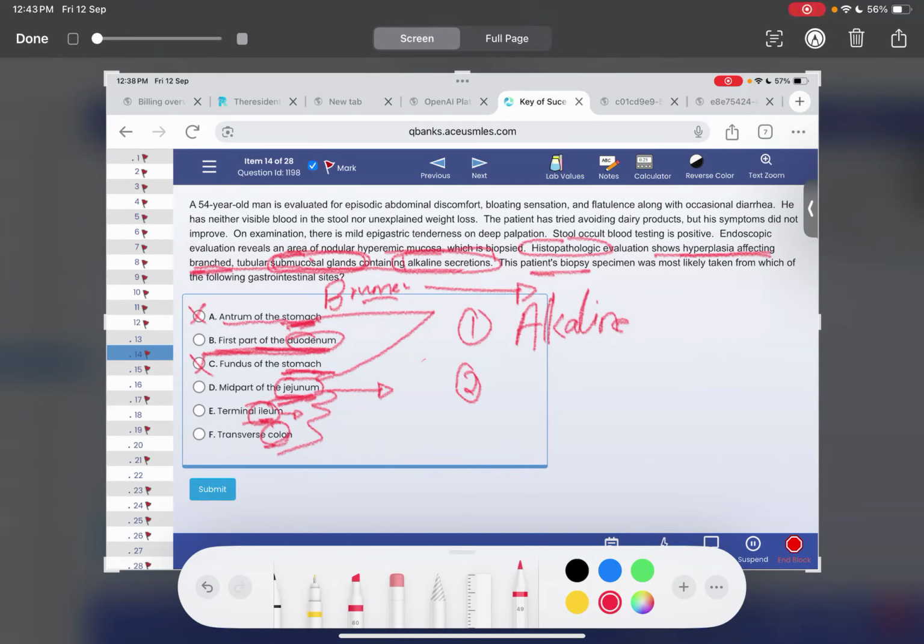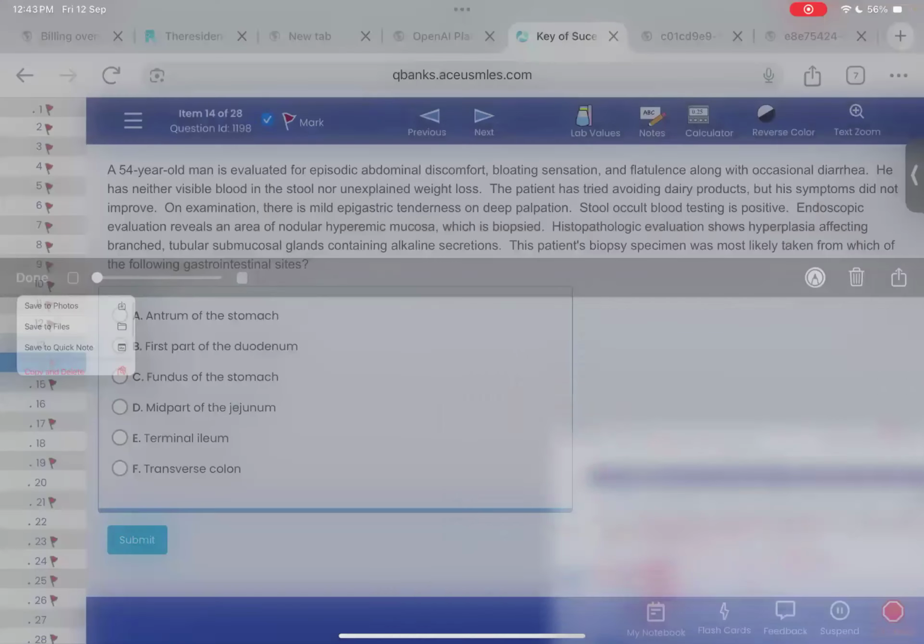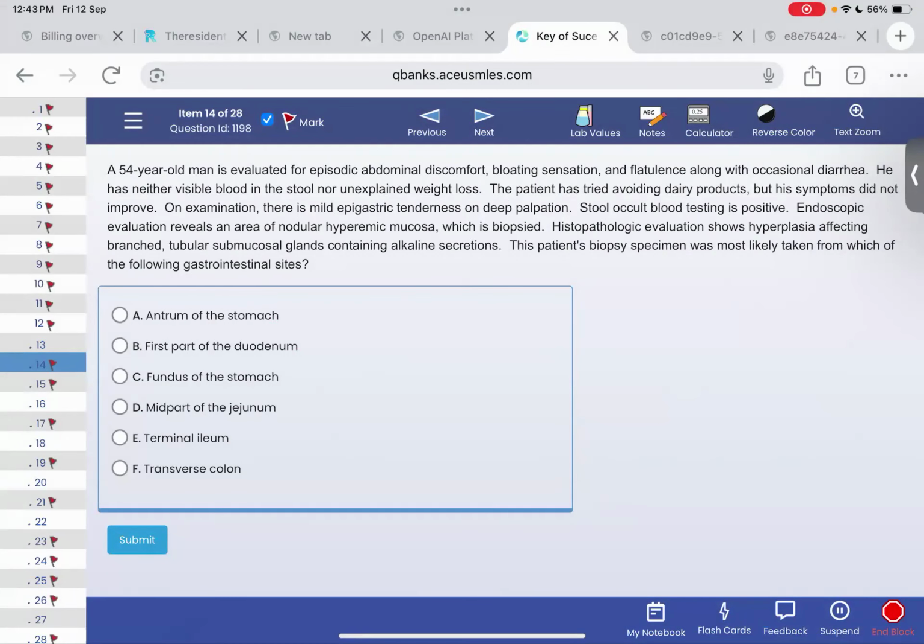So in this question, the antrum and stomach are acidic, and the jejunum and ileum do not contain any submucosal gland. So on the basis of exclusion, you can directly go with the first part of the duodenum. If you know it is the first part of the duodenum, you can directly take option D. If you don't know the answer, then go with the exclusion process. Yes, sir. Perfect. It's the first part of the duodenum.